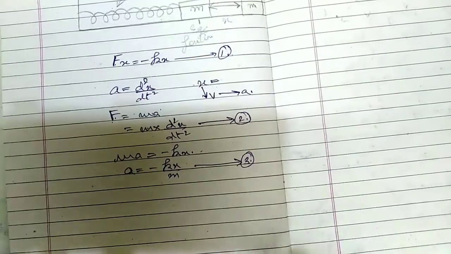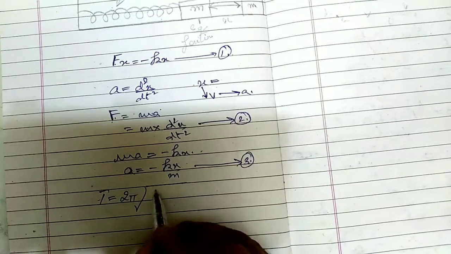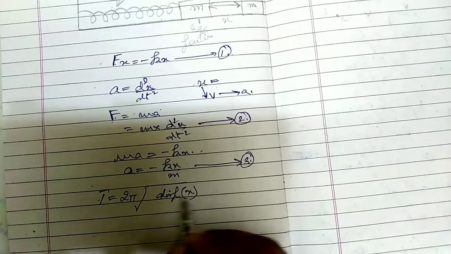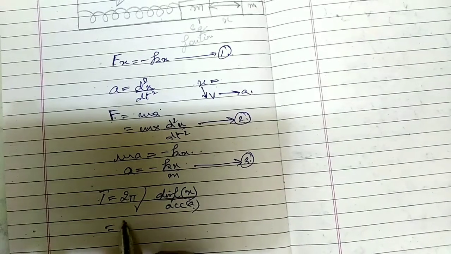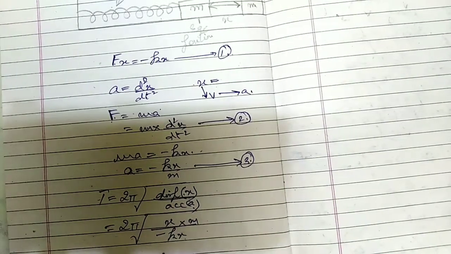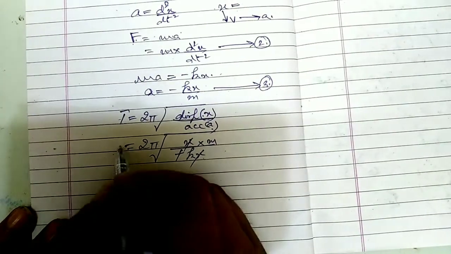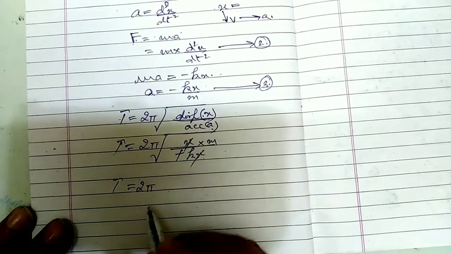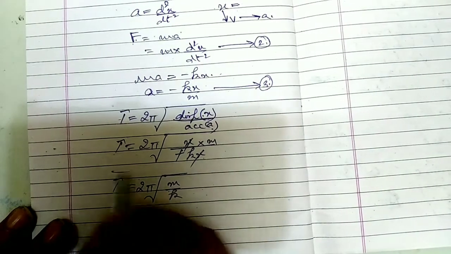Okay, so now we know that T is equal to 2 pi under root displacement by acceleration a. We will put the values of a here. So 2 pi under root displacement is x and a is minus kx upon m. Okay, so we can ignore the negative sign. We are getting T is equal to 2 pi under root m by k.